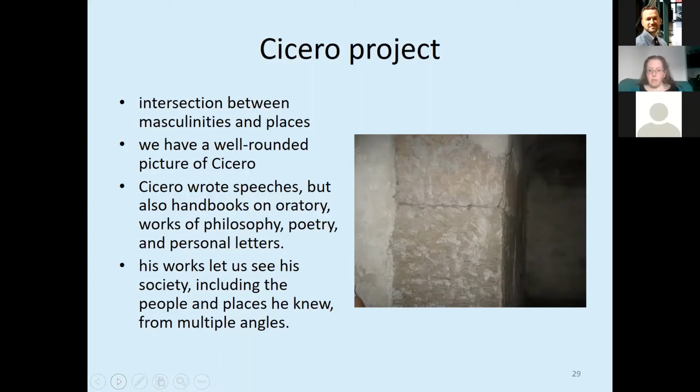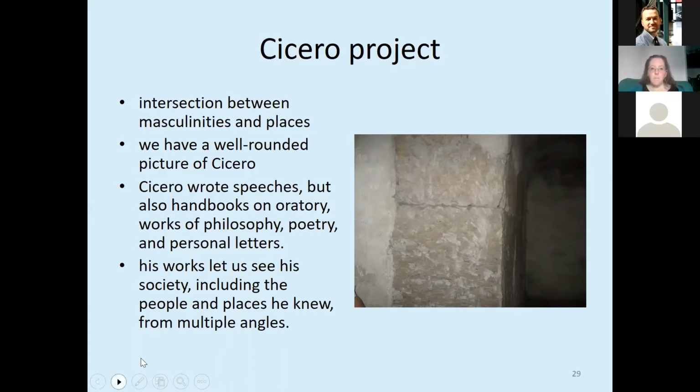We get to see different levels of Cicero. And more importantly for my project, they let us see his society, including the people and places he knew, from multiple angles. They help us to excavate these people and places and attitudes that are long buried under later things.